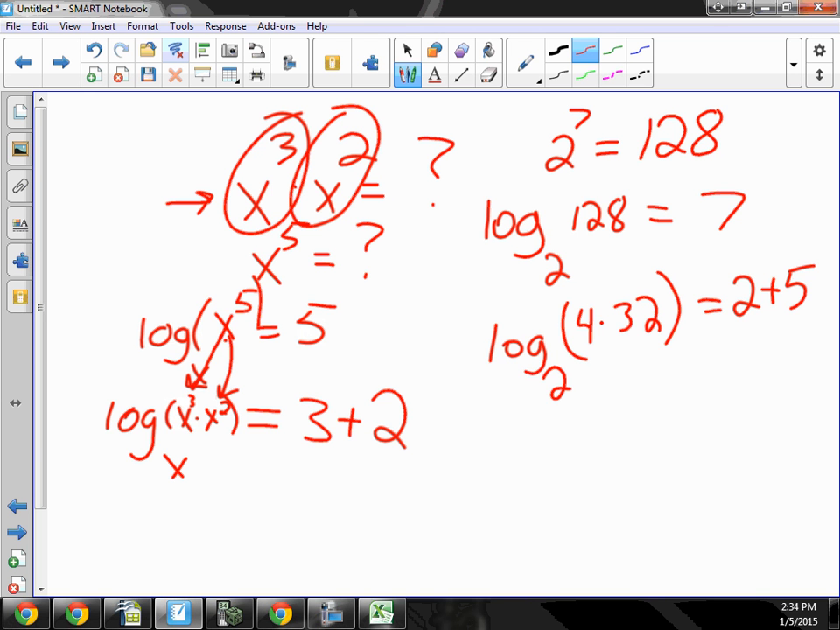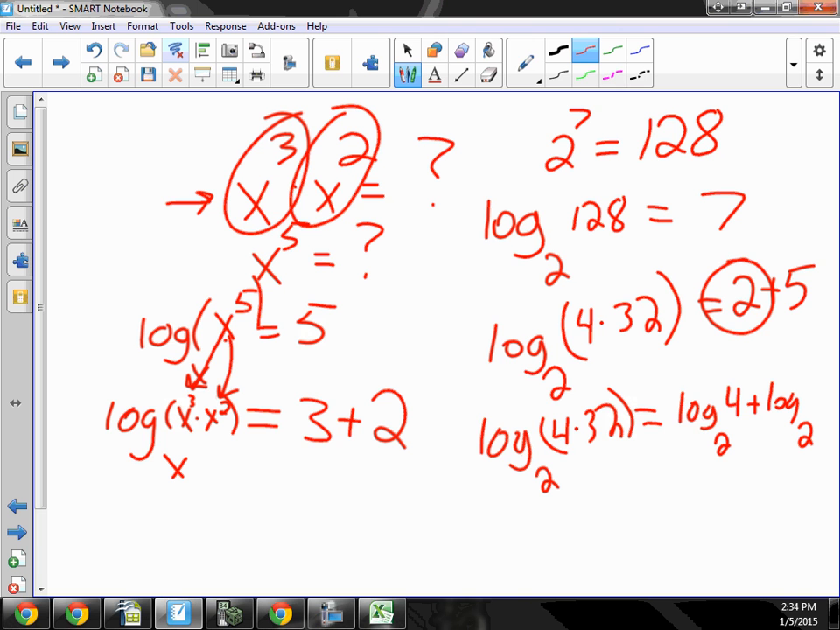So this right here can be written as a logarithm, and I hope this doesn't confuse you. Okay. So log base 2 of 4 times 32 is equivalent to log base 2 of 4 plus log base 2 of 32. And that's what we're saying.